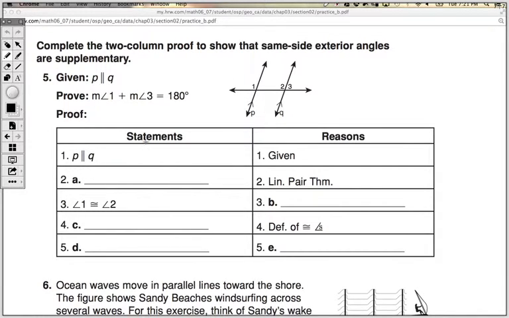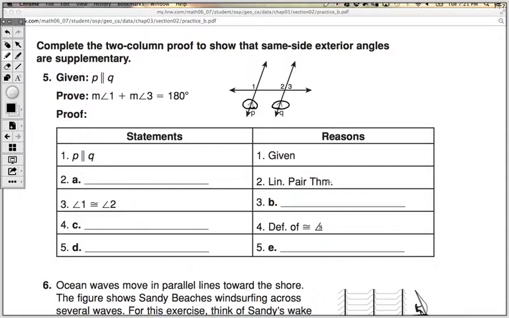So for part A, it says measure of angle 1 plus measure of angle 3 equals 180 degrees is what we got to prove. So that's going to come somewhere down the bottom. And it's telling us that these are parallel, which we can also see in the picture. Those two little arrows mean parallel.